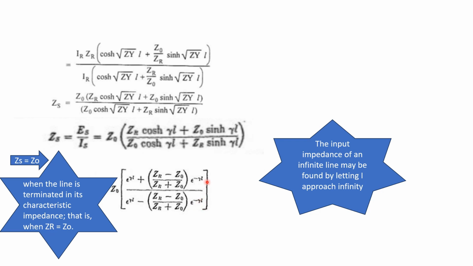When L equal to infinity, here e power minus 2 gamma L is written as 1 by e power plus 2 gamma L. So when we apply L equal to infinity, it becomes 1 by infinity. 1 by infinity is 0. So this term will be 0. The second terms of both numerator and denominator are 0. So we have only Z0 into 1, because here it is (1 plus 0) divided by (1 minus 0). So we get Z is equal to Z0.